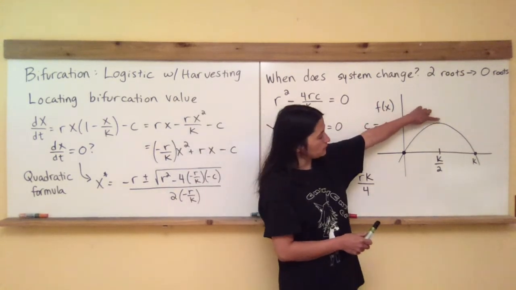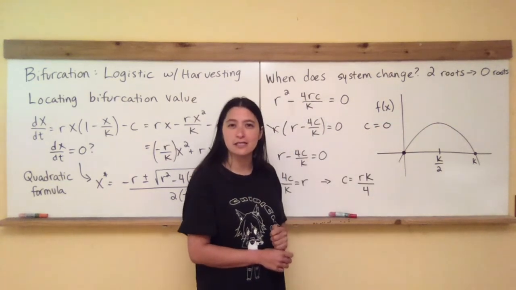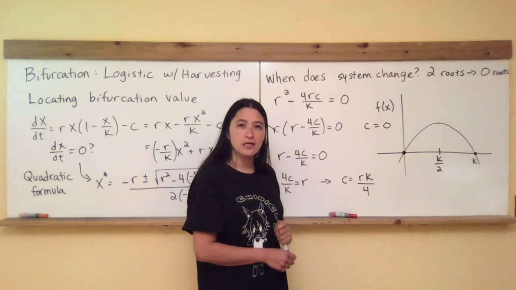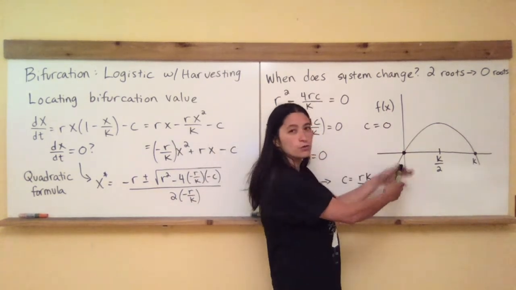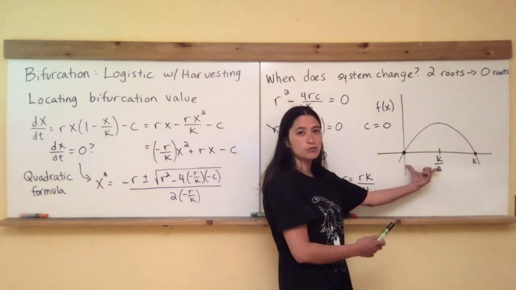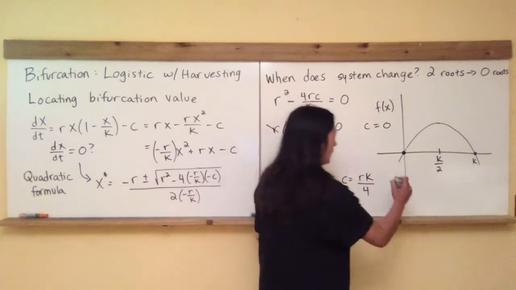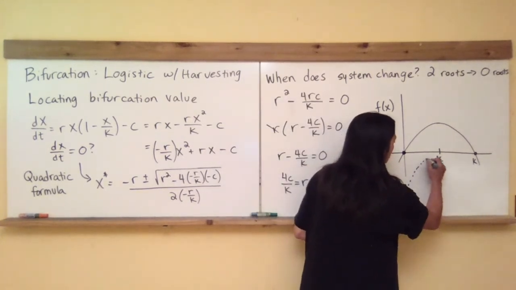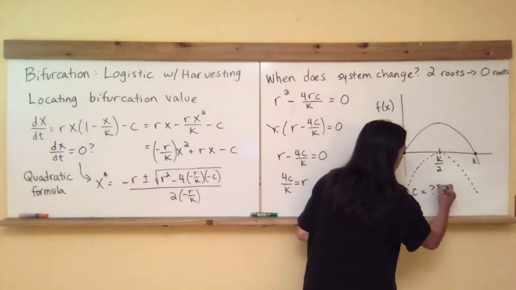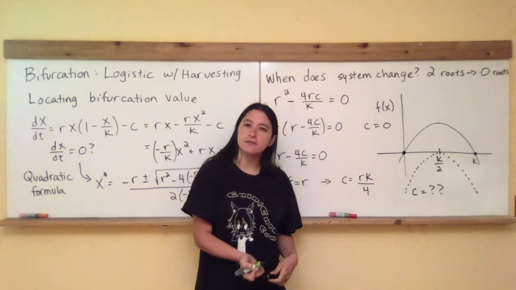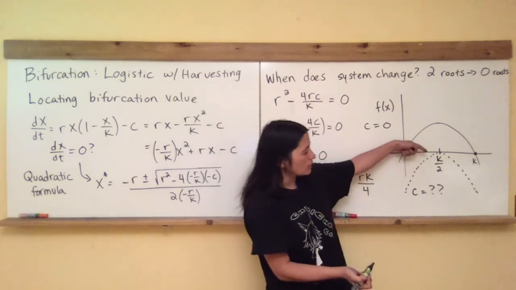But there's this special place right up here, this peak, and I know that it has significance because if you're asking me at what point of harvesting will I have pulled this whole system down so that these two roots have come so close together that they merged, at what point is my system going to look like this? Like, C is equal to what value? What value of C is going to pull down that parabola such that there's just that one single root?